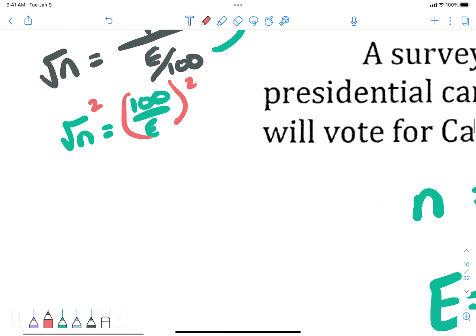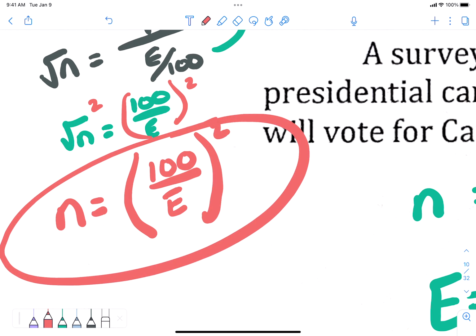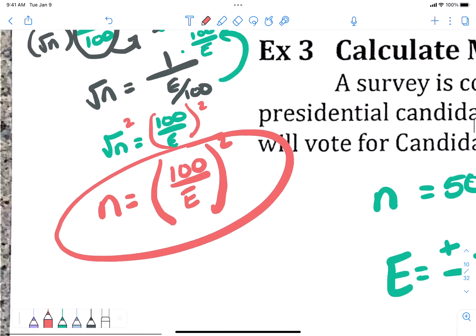So this is what you need to write down. Once we rearrange and solve for n, n is going to be 100 over E squared. This is what you need to write down. That's what you need to write down. N is 100 over E squared. Okay? All right. Now, here's the deal.